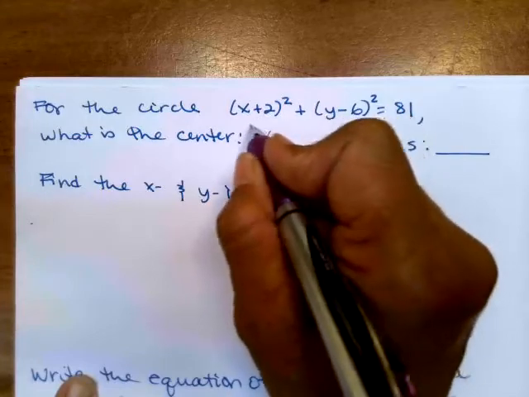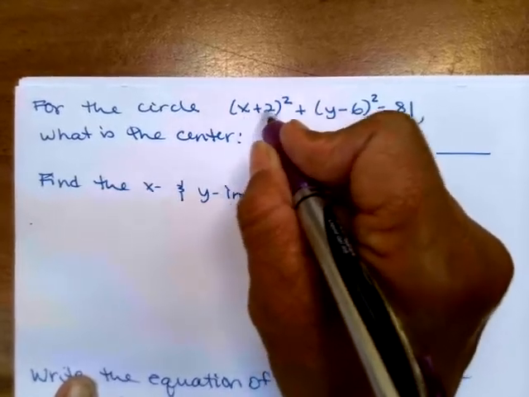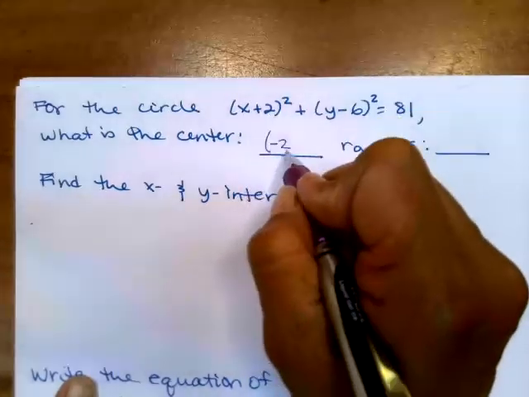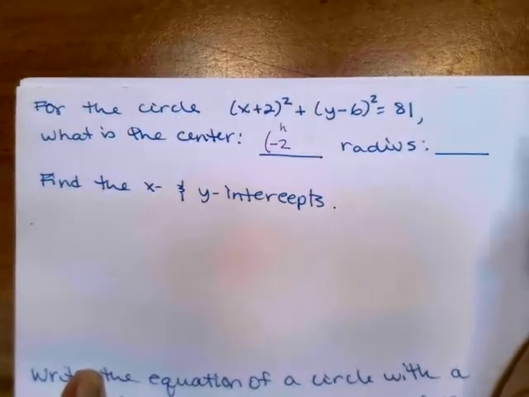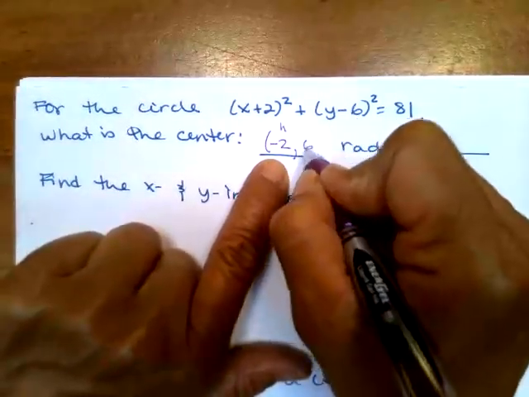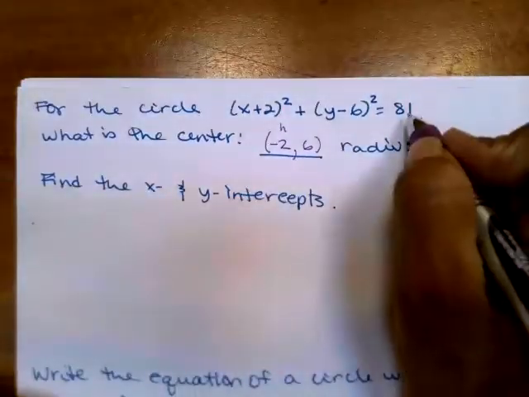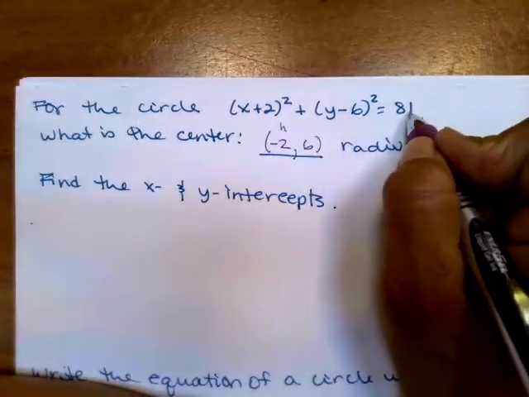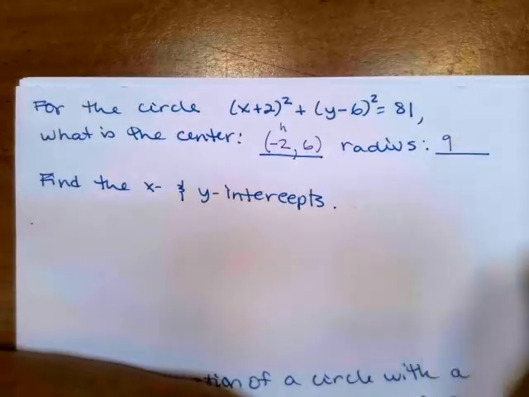So x minus negative 2 is the same thing as x plus 2. So h is the x part of the center, and the center is negative 2 comma 6, because it's y minus k, the minus is there, so we're good there. And then the radius is the square root of 81, which is 9.